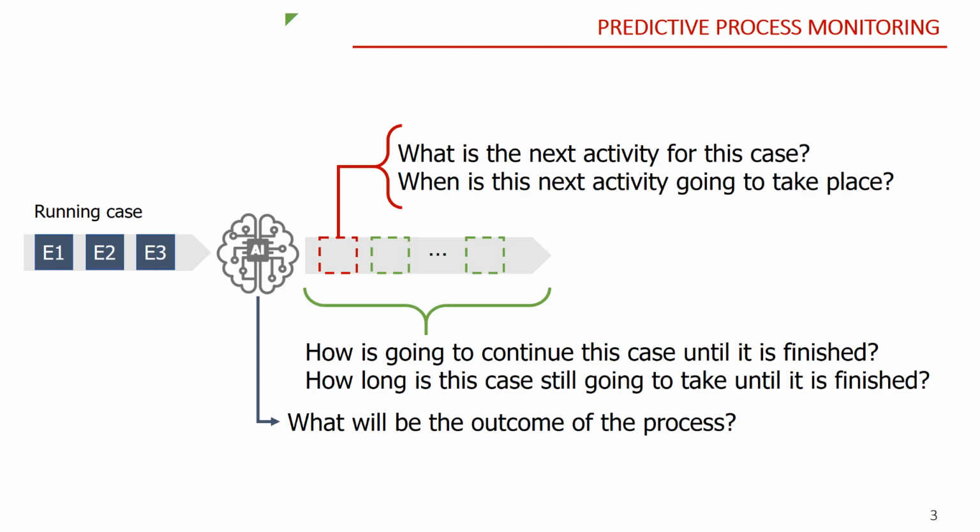Well, let's say we have a running case and we have an oracle. This oracle is a machine learning algorithm or a deep learning algorithm that is able to answer the questions that we want. For example, what is the next activity? When is this activity going to take place? How is this case going to continue until the very end? How much time is it going to take until this case finishes? Or what will be the outcome of the process?